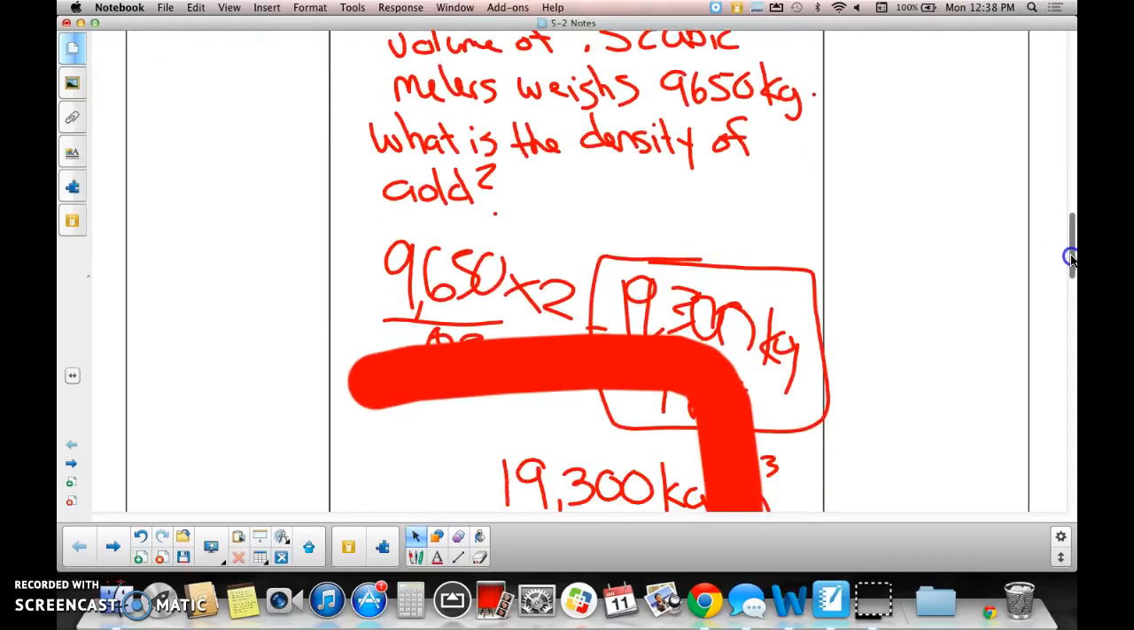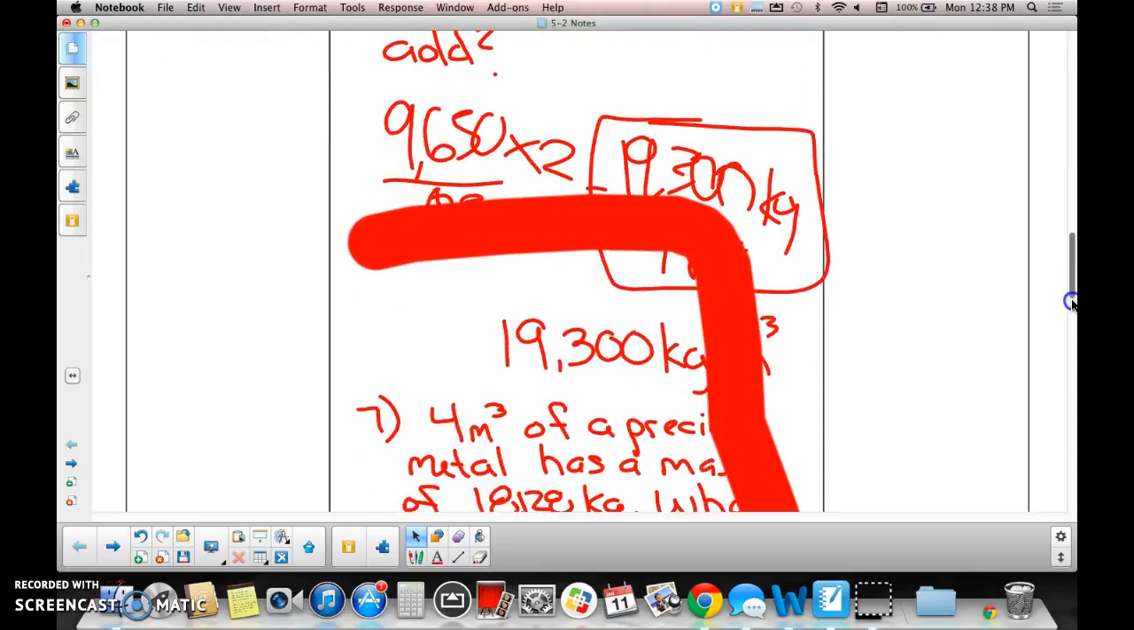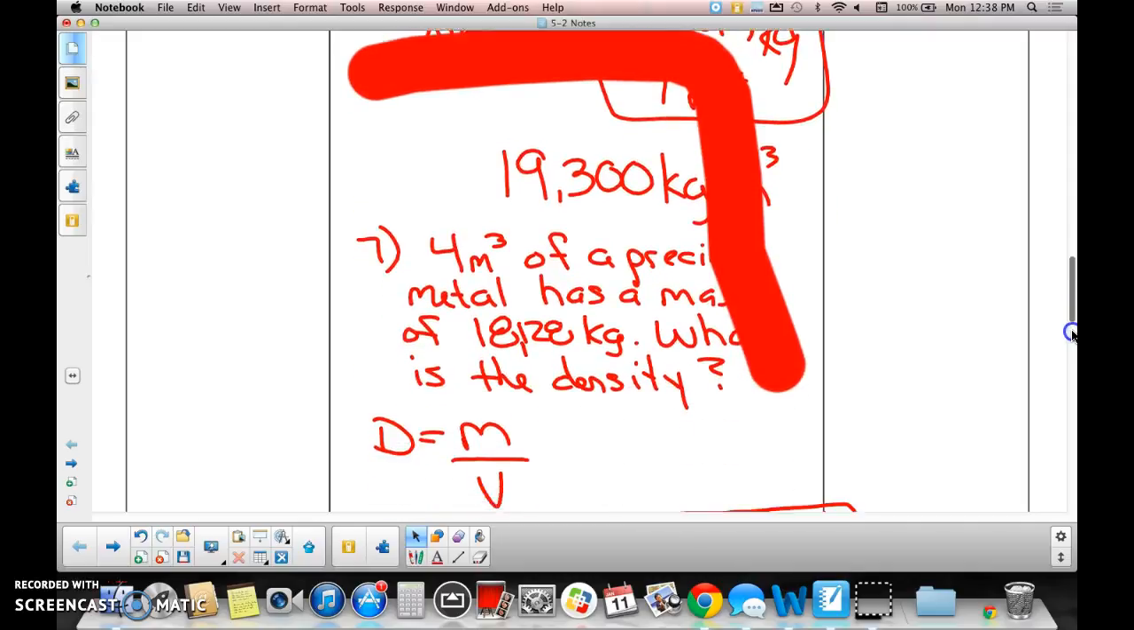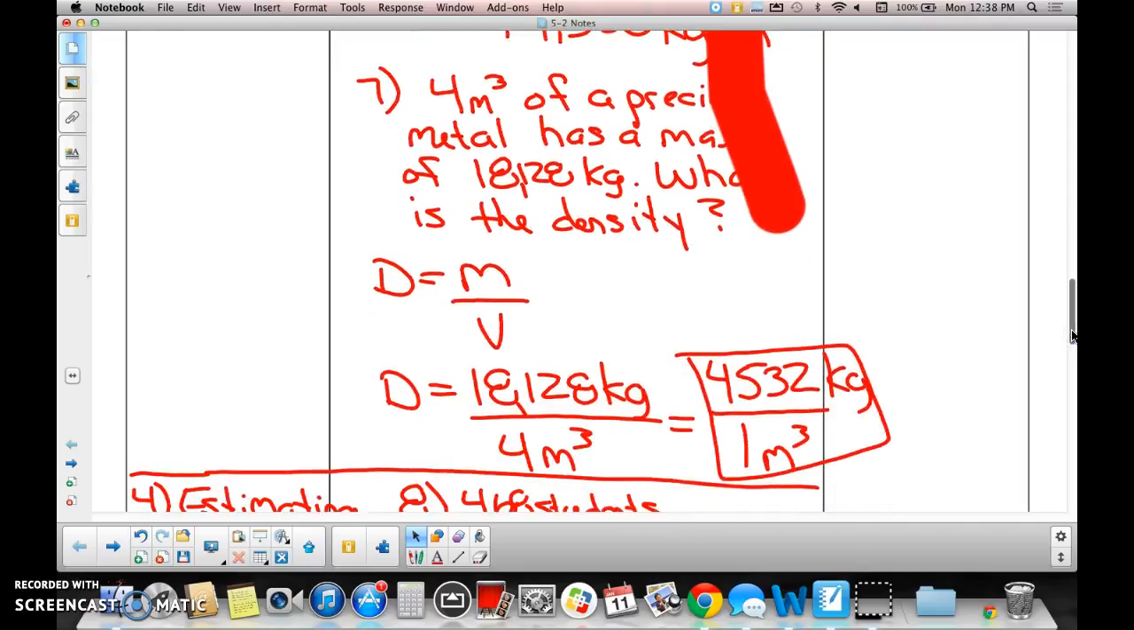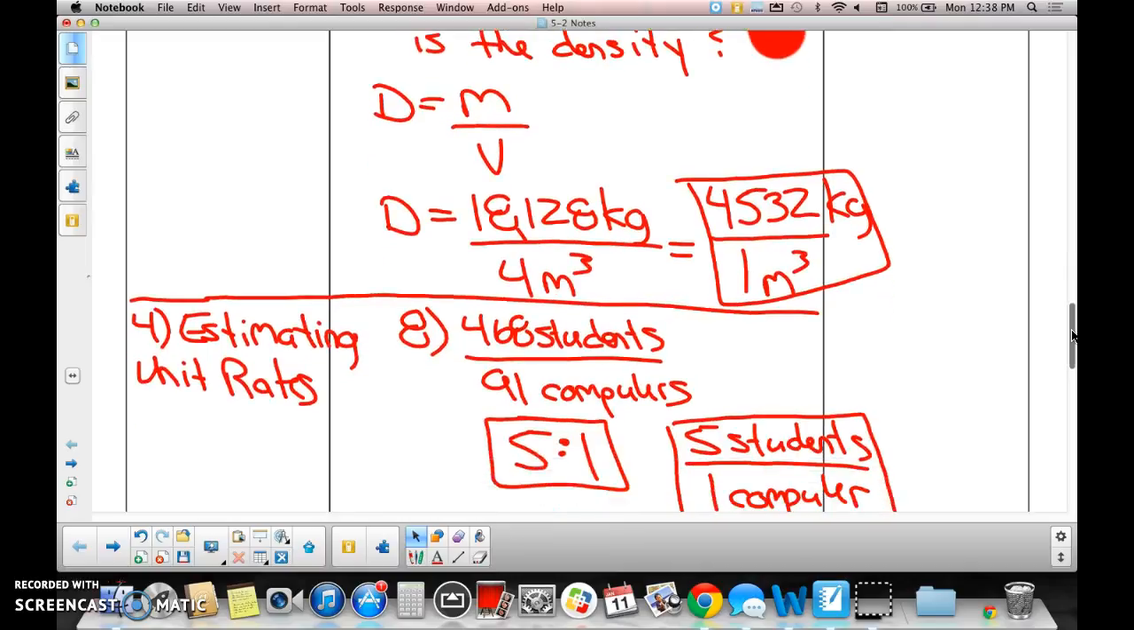I don't know why there's a gigantic red mark in the middle there. That happens sometimes, I don't know why. So your notes hopefully can fill in the blanks of what you're missing there.